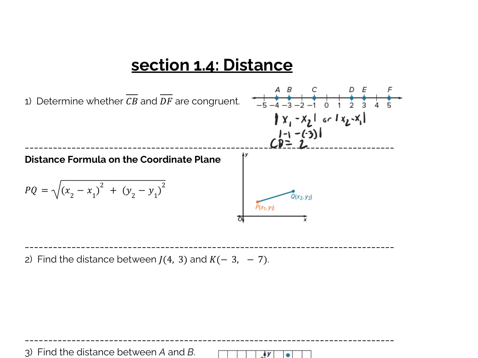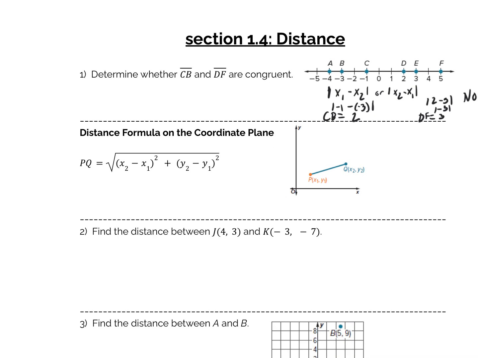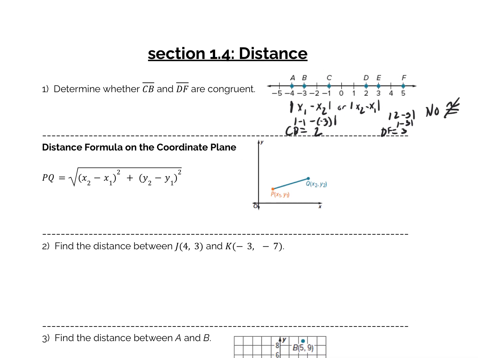And then from D to F, absolute value of 2 minus 5. Well, that's going to be -3, and the absolute value of -3 is 3. So D to F is 3 units long. So therefore, no, they are not congruent. So we'd put like the congruent sign and then a line through it to say not congruent. Alright, so that is how you find distance on a straight horizontal or vertical number line.